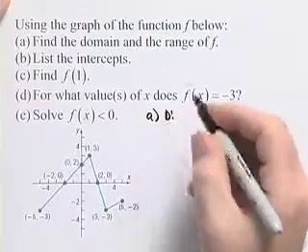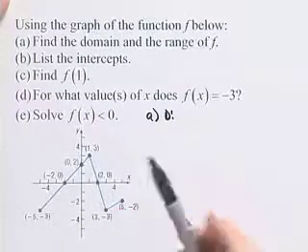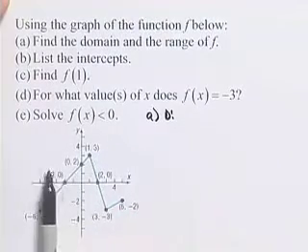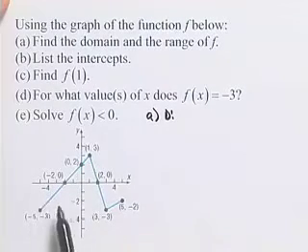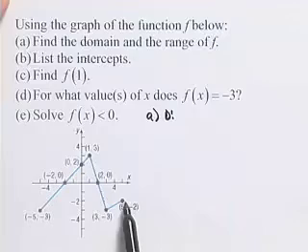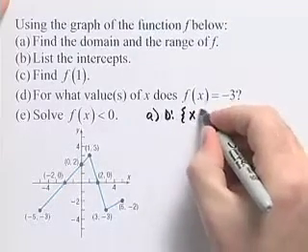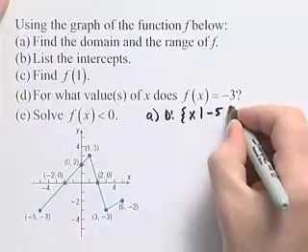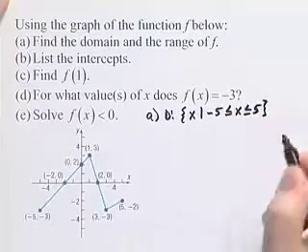Recall that the domain is going to be the set of all x values for the points on the graph. If we look at this graph, we can see that the smallest x value that we'll use is -5. The graph is continuous all the way up to the value x equals 5. And so our domain will be the set of values for x such that -5 is less than or equal to x, is less than or equal to 5.